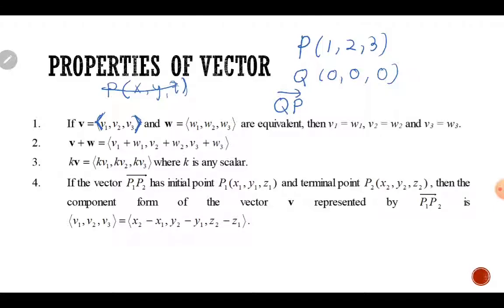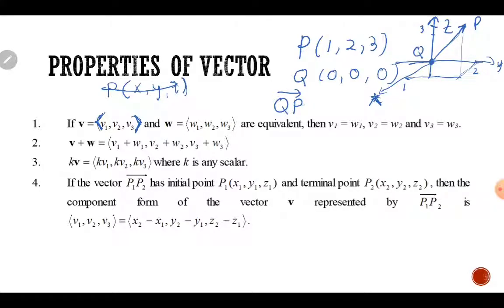QP ni maknanya Q kita adalah di origin point 0, 0, 0. Y, X and Z kan. So point 0, 0, 0 is point Q kat sini. Point P kita 1, 2, 3. Maknanya X kita 1, Y kita 2. Katakanlah ni 2, ni 1. So we have over here the point. And then Z kita 3. So over here 3 katakanlah kat sini. So this is our point P. So vector QP is this vector pointing from Q to P.